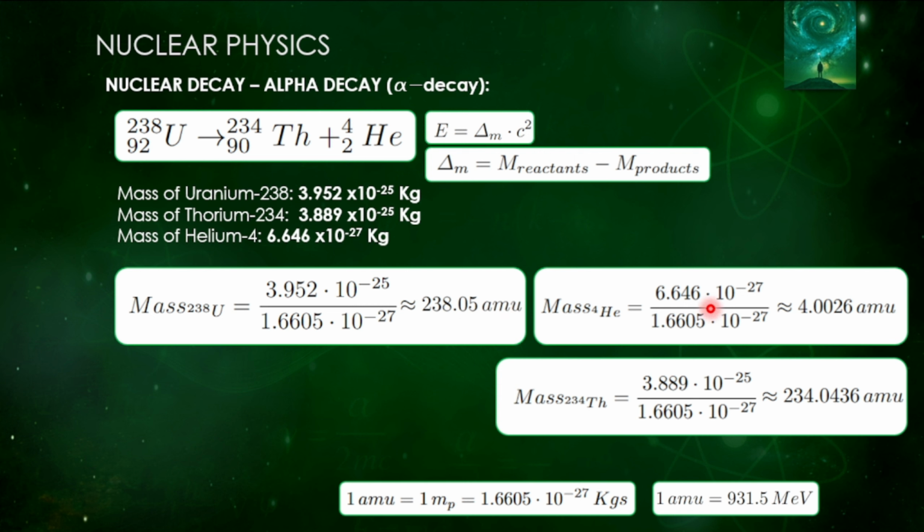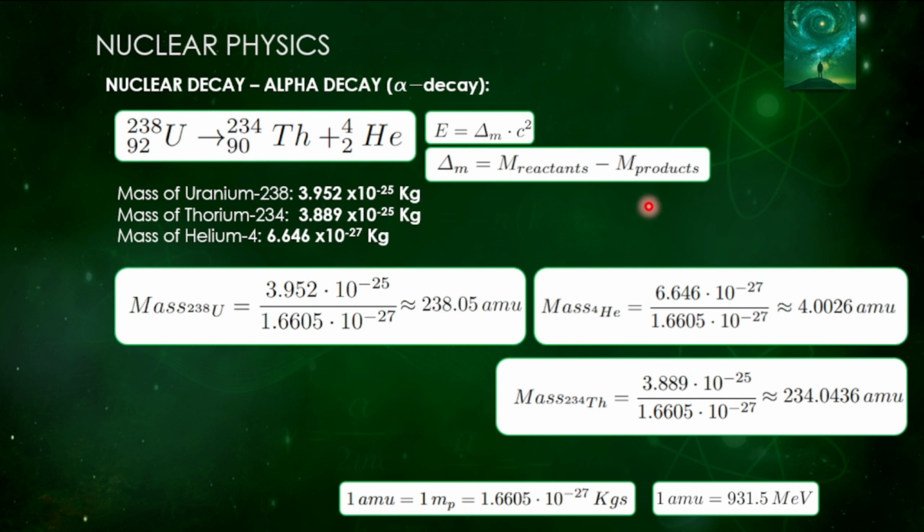Okay, for helium, the same way, we divide the mass of helium in kilograms by the AMU. You get 4.0026 AMU. Mass of thorium, the same thing. You divide the value in kilograms, which is 3.889 × 10^-25, by 1 AMU, which is 1.6605 × 10^-27, giving you 234.0436 AMU. So here we can now evaluate the difference of masses between the reactants and the products.